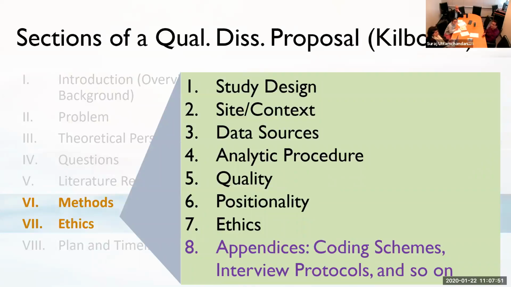So within the methods, I would say these are the major things you need. Your study design, your site/context, your data sources, your analytic procedure, quality, positionality, ethics, and then appendices for details.